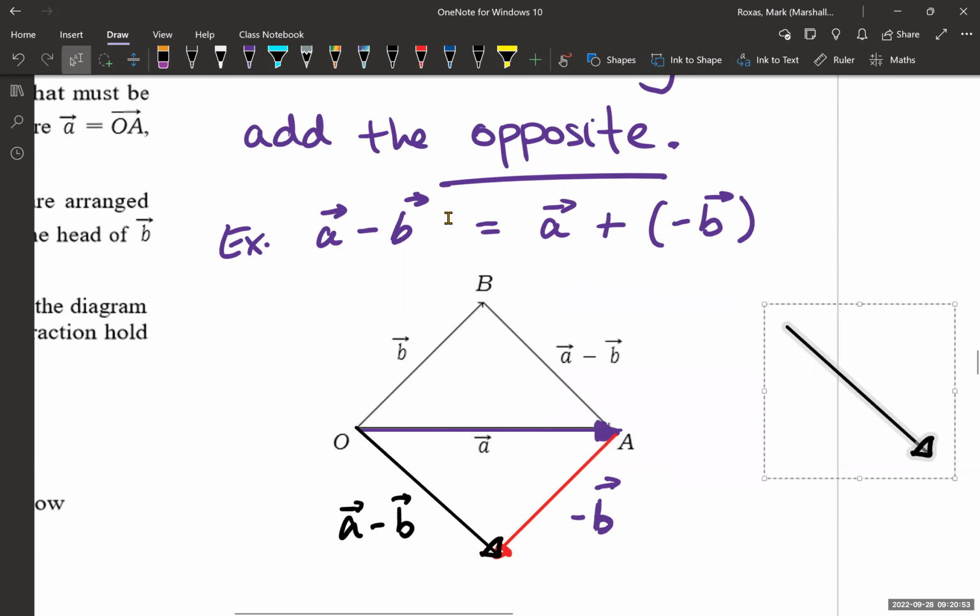So just remember, when you're subtracting vectors, you change the sign to add, and then you add the opposite vector. A does not change. A is still A. It's the second vector that changes. If you're subtracting more than two vectors, three vectors or four vectors, same thing. You keep the first vector the same, you add the opposites for the rest of them, whichever ones you're subtracting.